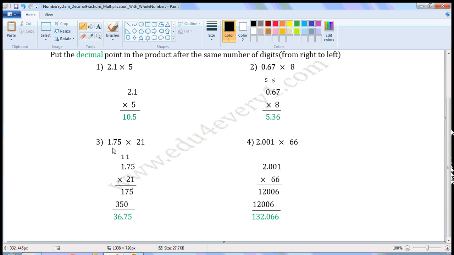Next sum, 1.75 into 21. So write 1.75 into 21. Now ignore the decimal point and multiply. First we have to multiply this with 1, then with 2. 1 into 5 is 5, write 5 here. 1 into 7 is 7, write 7 here. 1 into 1 is 1, write 1 here. Now we have to multiply 2 with 5. 2 into 5 is 10. So write 1 as a carry over next digit and 0 below 7, leaving 1 space.